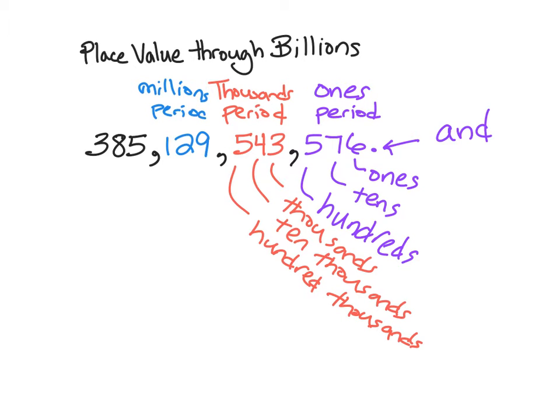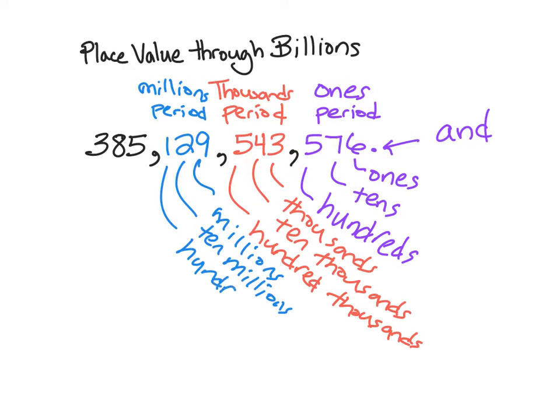The 9 would, of course, be 9 millions. The 2 would be 2 10 millions. And the 1, of course, would be 100 millions. It's in the 100 millions place. It would say 100 million. After the millions, we have the new one today that we are calling the billions period.